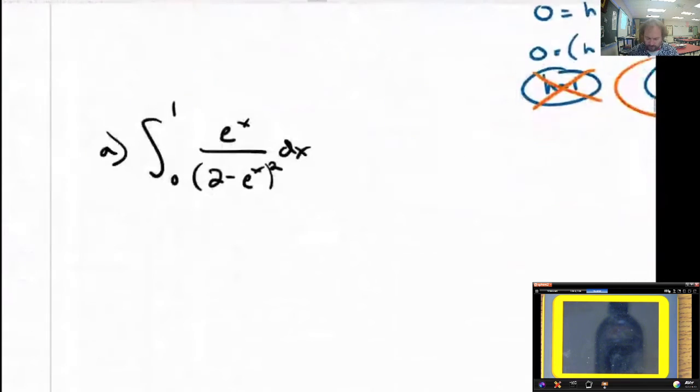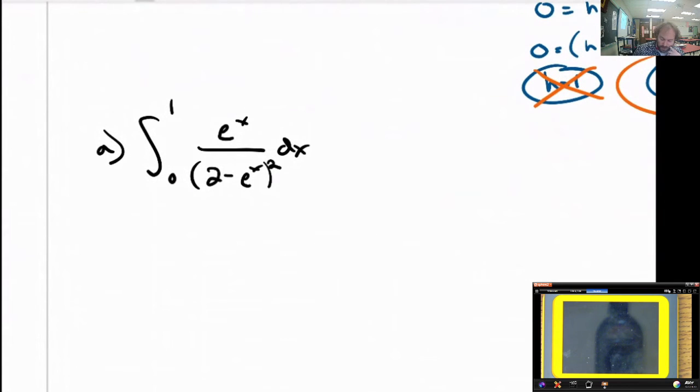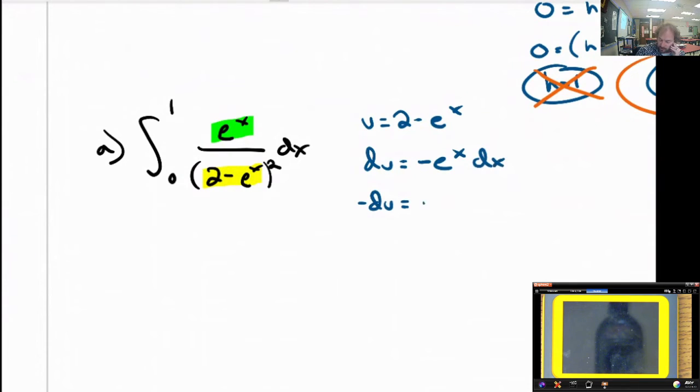I think this is a really good candidate for U substitution because I notice that the derivative of 2 minus e to the x would just be negative e to the x. So we can deal with that. Let's make u equal to 2 minus e to the x power, because then du is just going to be negative e to the x, because the 2 goes away when you take the derivative. And so negative du is equal to e to the x dx, and there's your substitution. You got e to the x dx right there. You got your u taken care of. So this becomes the negative integral of 1 over u squared du.